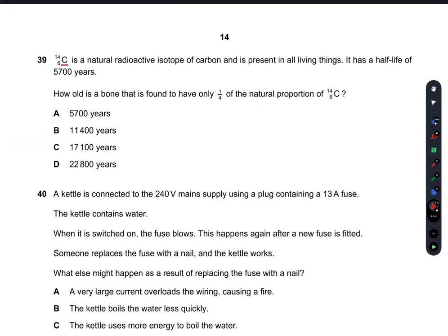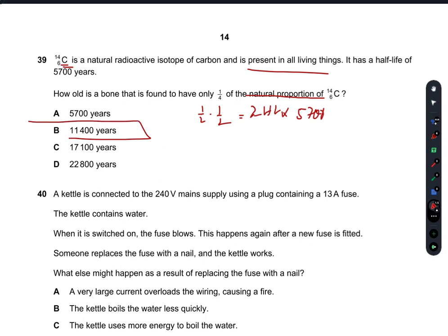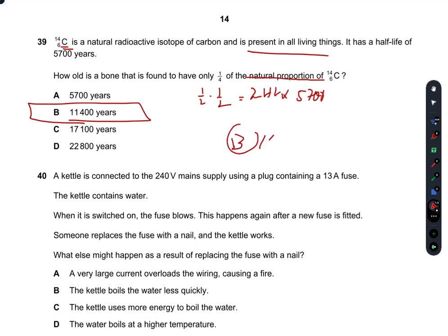Carbon-14 is a natural radioactive isotope of carbon and is present in all living things. It has a half-life of 5700 years. How old is a bone that is found to have 1 by 4 of the natural proportion of carbon-14? So it has 1 by 2 times 1 by 2, so 2 half-lives. So multiply 5700 by 2, so 11,400 years is the age of this bone. So B is the right answer.